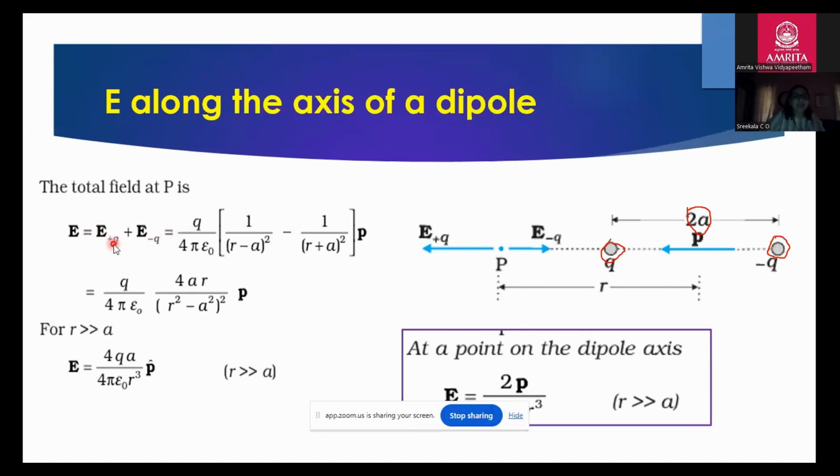The electric field intensity due to a charge is equal to 1 by 4 pi epsilon 0 into q by r square, where r is the distance between the charge and the point. So here the electric field intensity due to plus q charge is 1 by 4 pi epsilon 0 into q by r square, where r is the distance between the plus q charge and P. Here the point P is at a distance r from the center of the dipole.